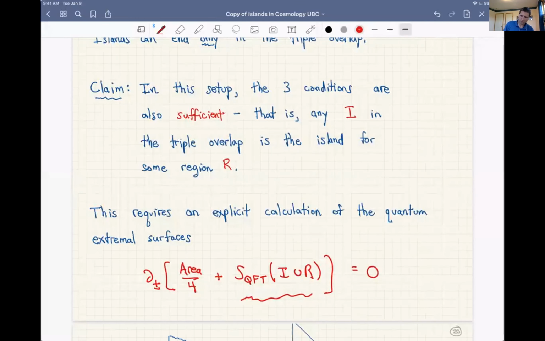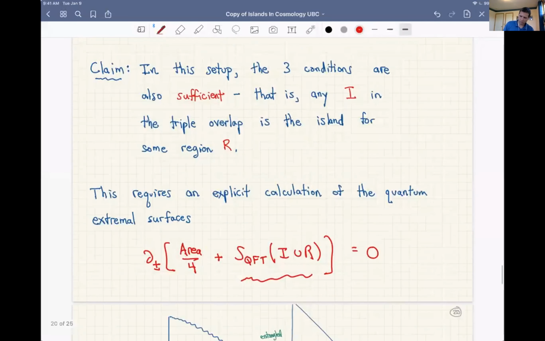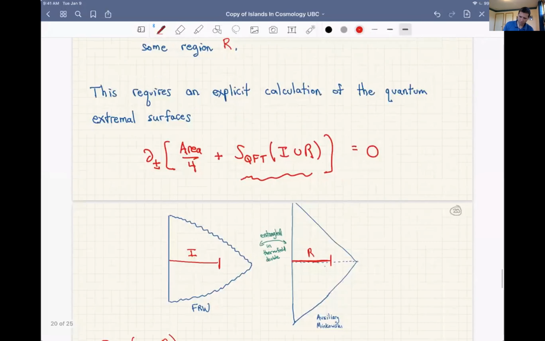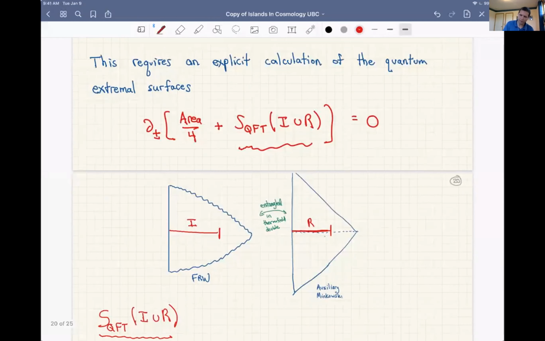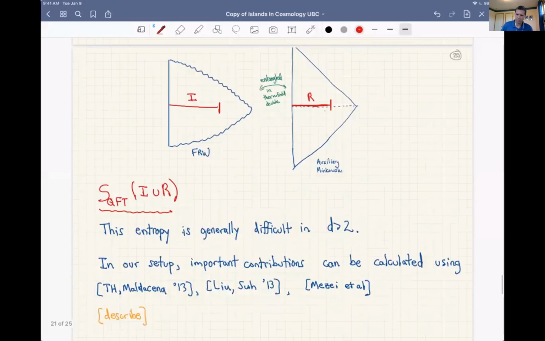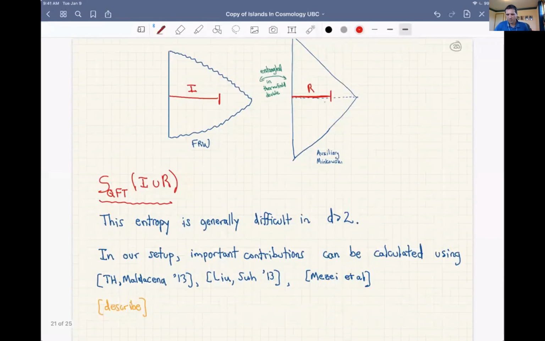So how do we actually find the islands? Well, we have to calculate this matter entanglement. Let me draw the picture again of the situation that we're in. We have these two entangled universes. The matter is in a thermofield double state across the two entangled universes, and we want to calculate the von Neumann entropy of I union R, where I is in one universe and R is in the other.